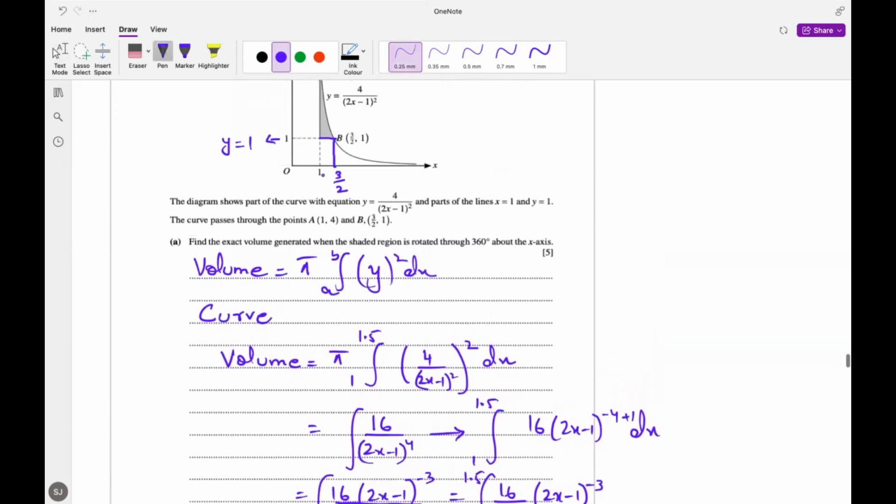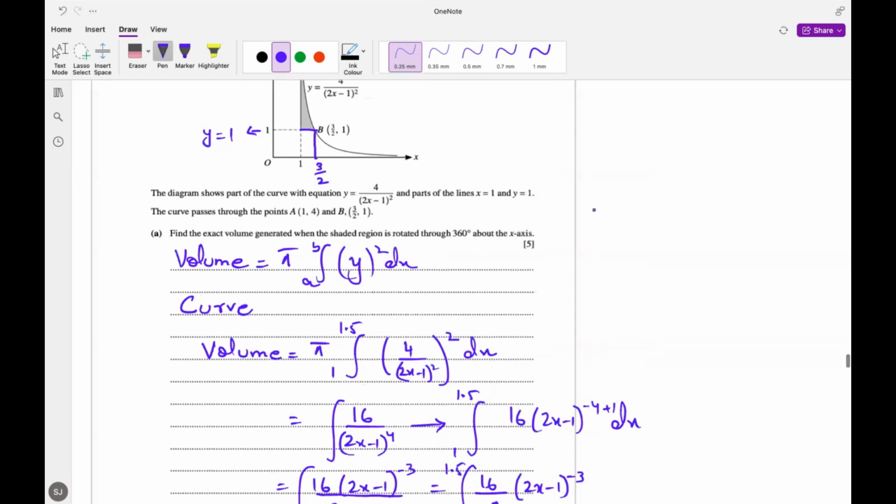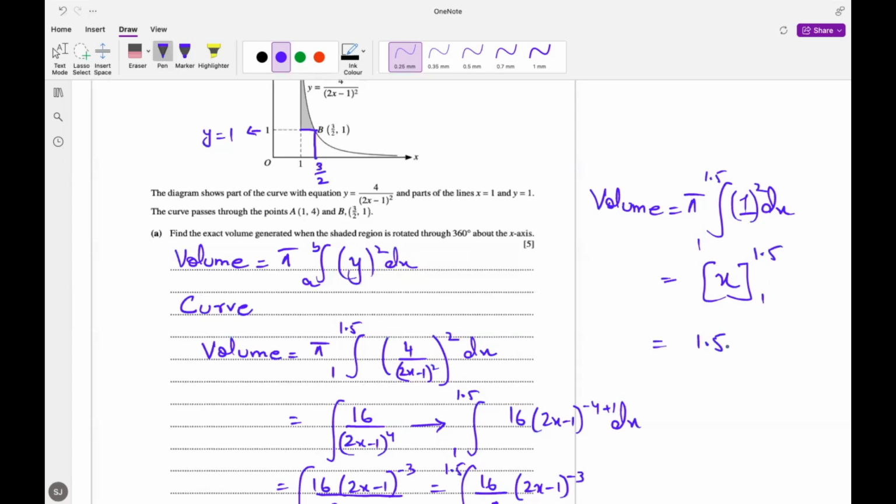Now to find the volume under the line, the equation is y equals 1. So for the volume, in place of y, we will write 1 dx, and the limits are again 1.5 and 1. If you square 1 and then integrate, 1 squared will remain 1, and the integral of 1 will be x. Then we'll apply the limits 1.5 and 1. So this will become 1.5 minus 1, and we'll multiply it by pi. So the volume under the line will be 0.5 pi or 1 upon 2 pi.